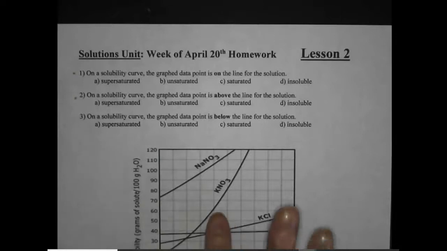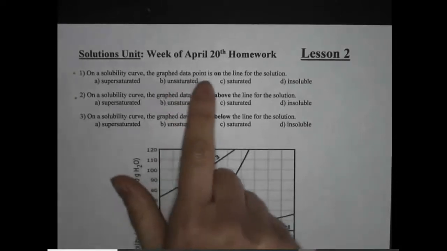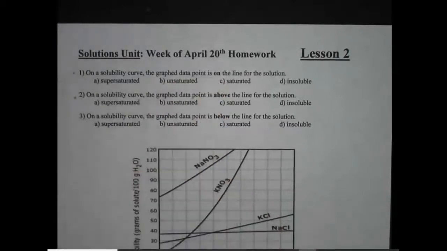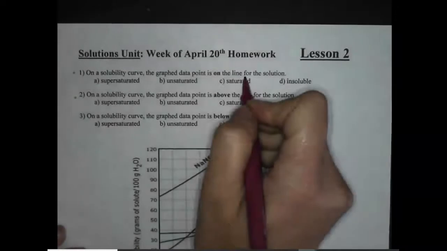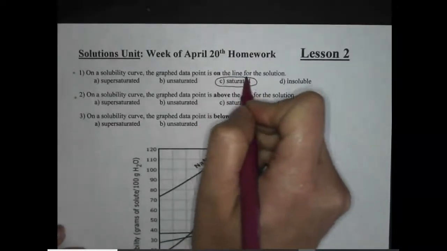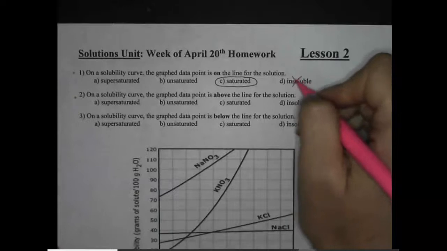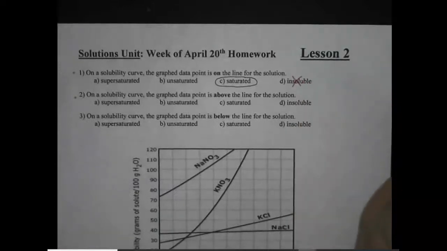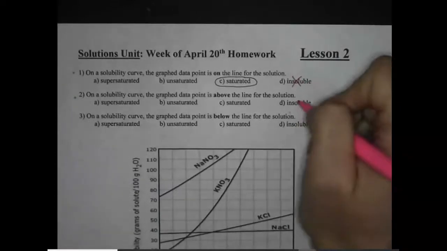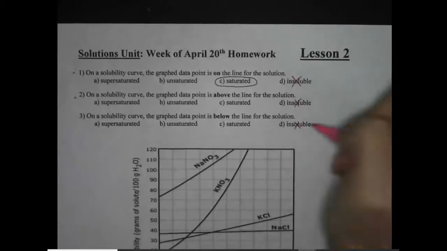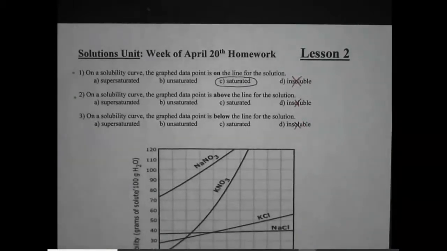On a solubility curve like the one shown here, if the graph data point is right on the line for a solution, then we would say on the line represents a saturated solution. That shows the maximum amount that should be dissolved at that temperature. Insoluble means that it doesn't dissolve. That really doesn't apply to this question at all. Same thing for these ones, so you can get rid of that answer choice.